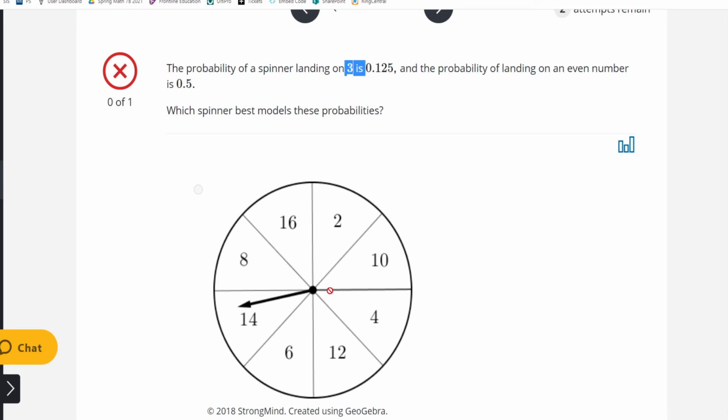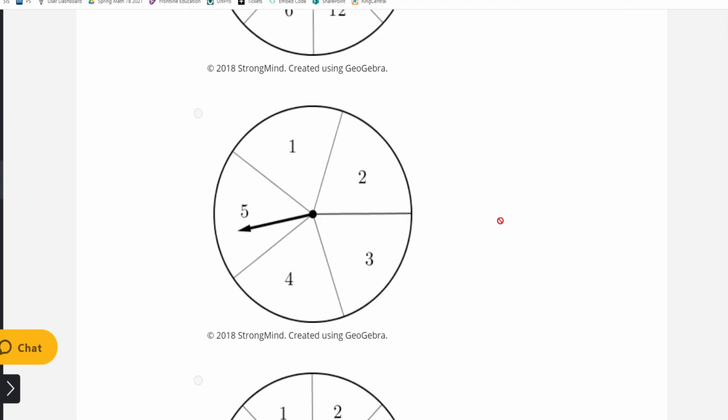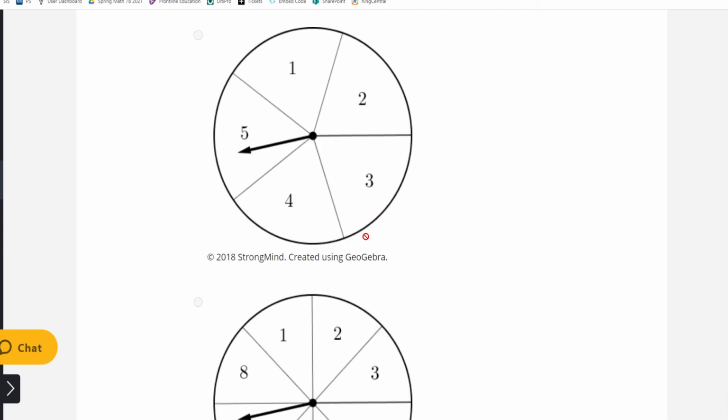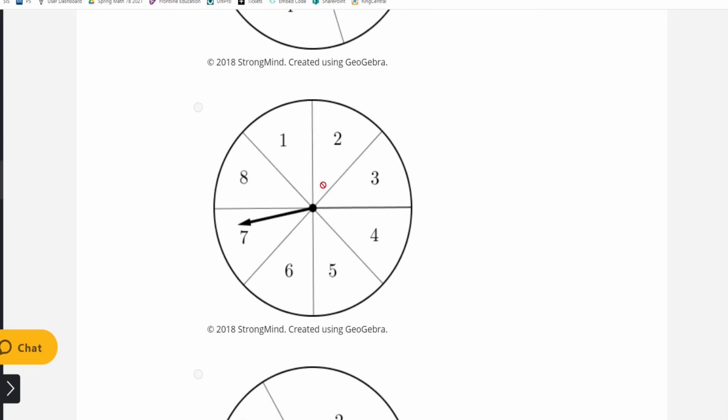Because it says that landing on a 3 is a 1/8 chance. So if I look at this first spinner, there's not even a 3 on this spinner. So that one's immediately out. On this second one here, there is a 3. However, there's only 5 sections. And remember, the probability of it landing on a 3 is 1 out of 8. And there's not 8 choices here. This next one looks like it could work. There's a 3 here. It's one of the sections, and there's 8 total. So this one looks good.